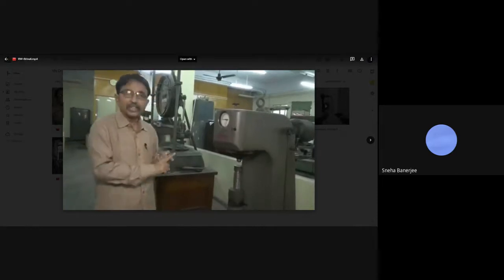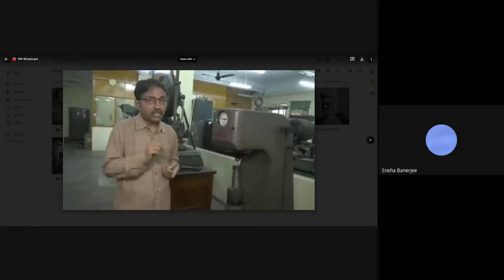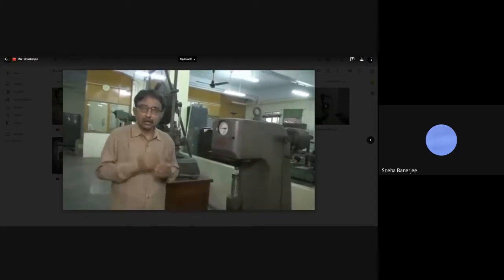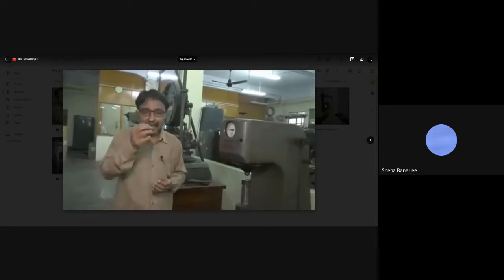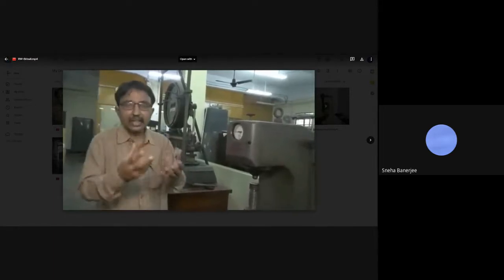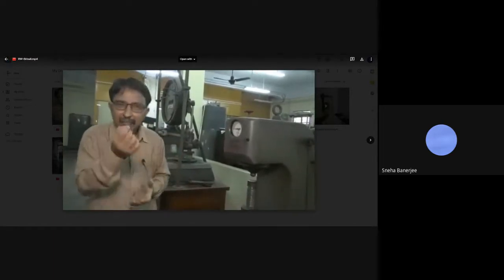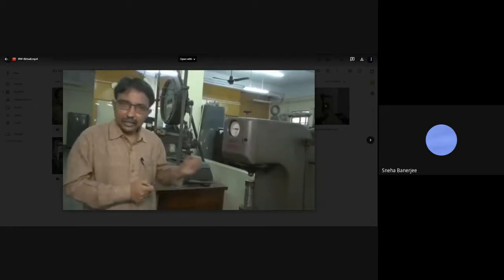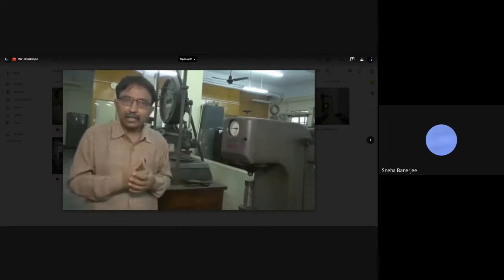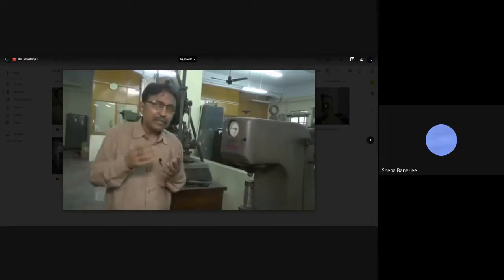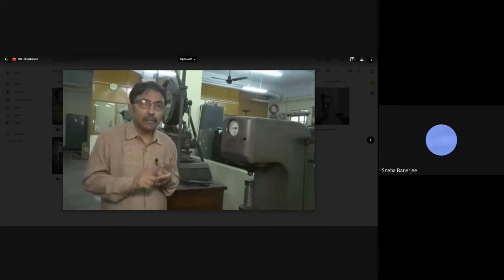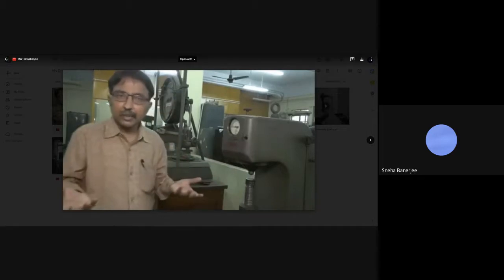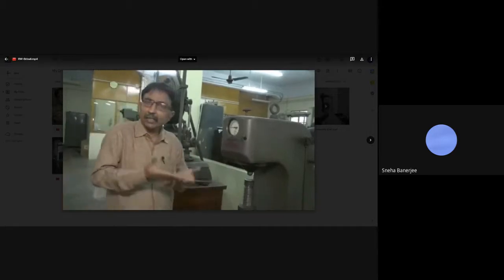Because this particular experiment has some speciality which is not there in case of Rockwell. In Rockwell hardness testing, the impression we got on the material was very small, in the order of a few millimeters. Here also, the order of magnitude is not very big, but in comparison with Rockwell hardness, here the impression is bigger. Why is the impression bigger? I am using the same material.